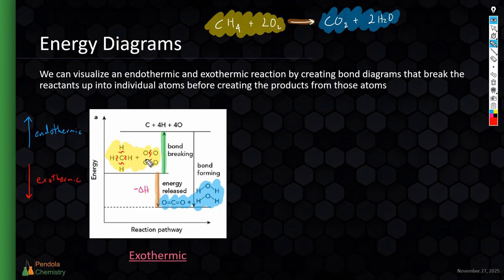That process, because the only thing we're doing in that process is breaking bonds, that delta H for that process is always going to be positive. It's always going to point up. Because remember what we just talked about, bond breaking is always endothermic.